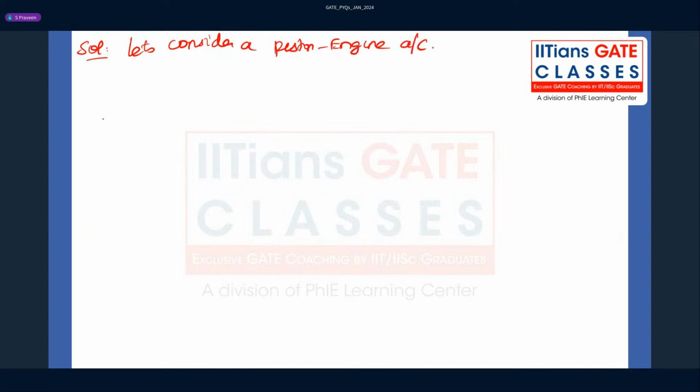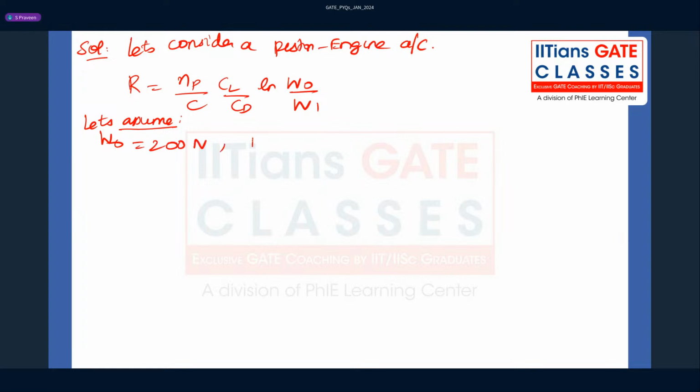So what is the range formula? Eta P by C, CL by CD, ln of W naught by W1. Initially, let's assume that W naught is 200 Newton and W1 is 100 Newton. So the weight of the fuel is 100 Newton, correct? So if you calculate the range, let's use R1 here.